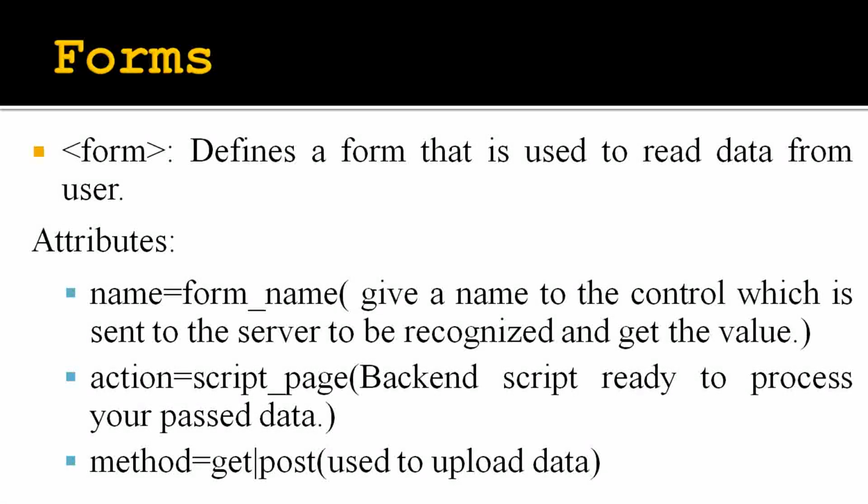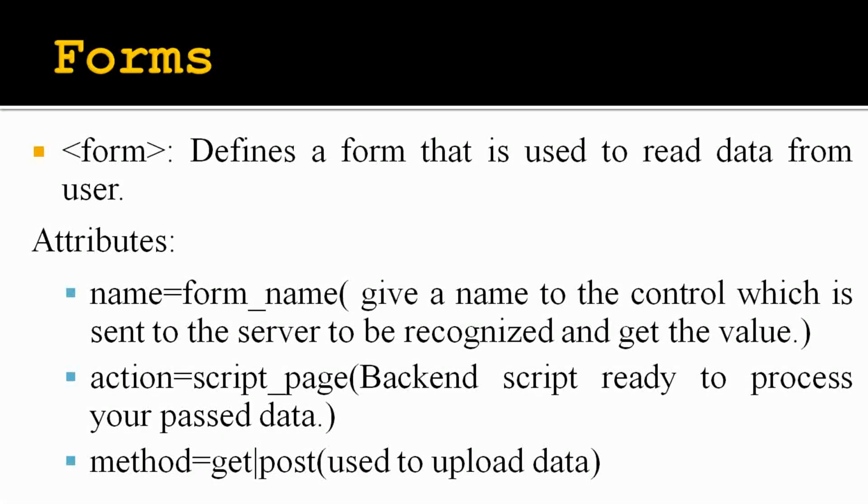In that, a name attribute is used to identify the form and get the value that is entered by the user. And the second attribute is the action attribute, which is used to specify the CGI script, which stands for Common Gateway Interface, which is used to process the data at the backend. For backend purposes, we use server-side scripting languages. PHP, JSP, and ASP are a few server-side scripting languages.